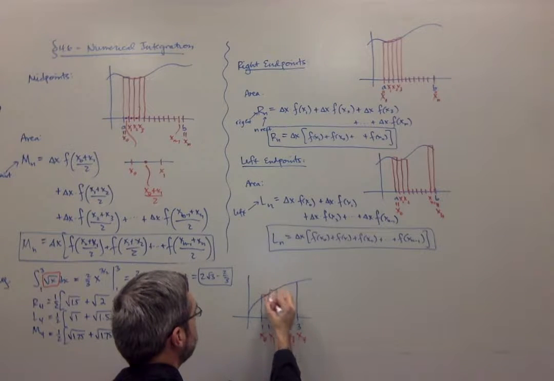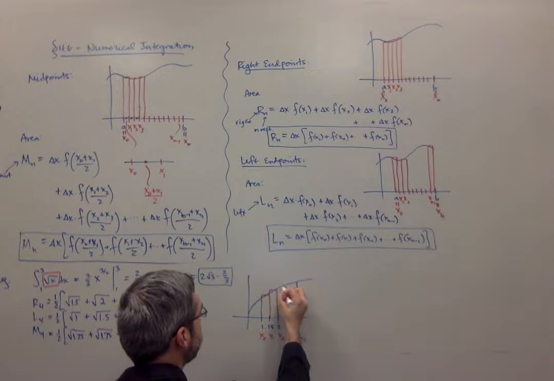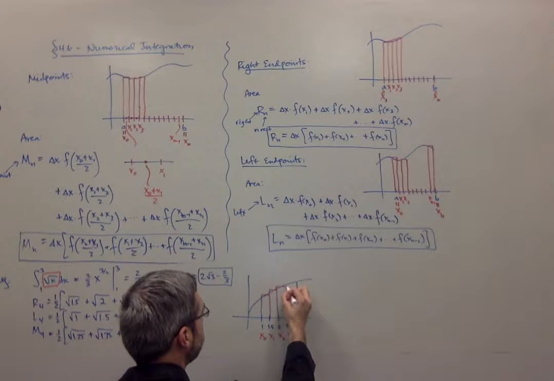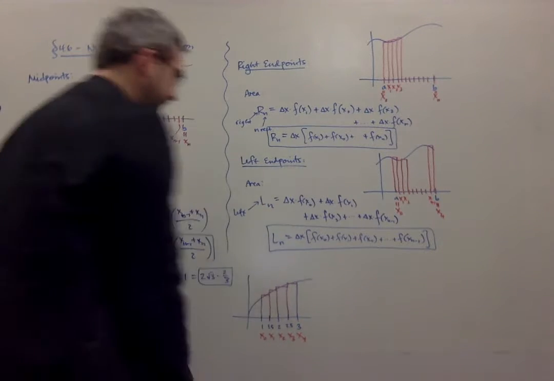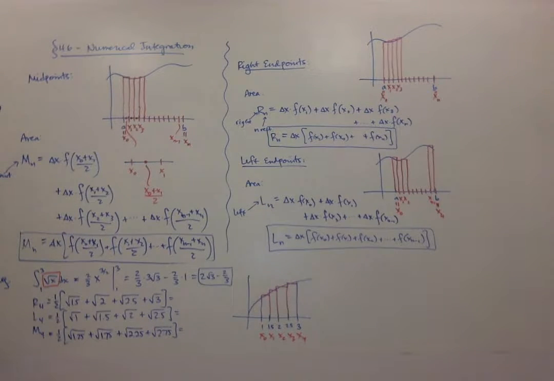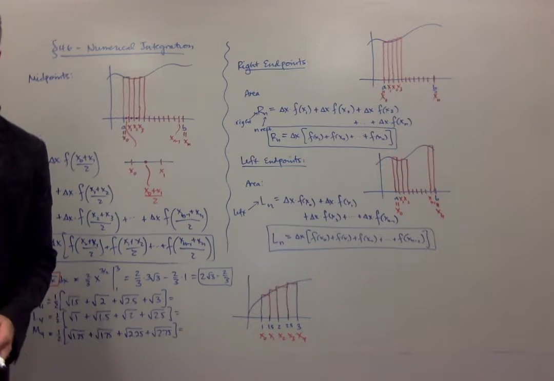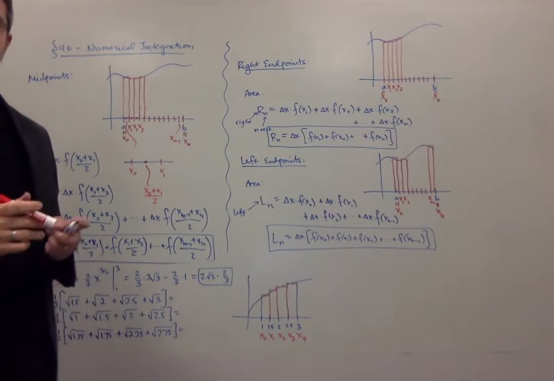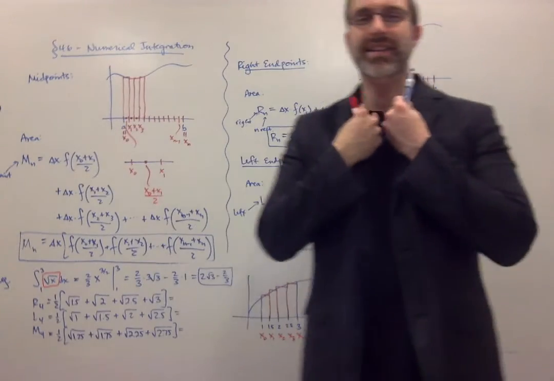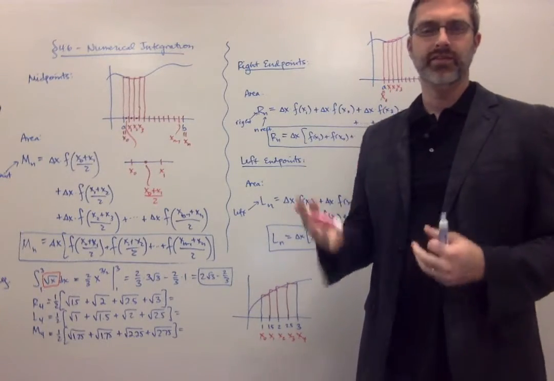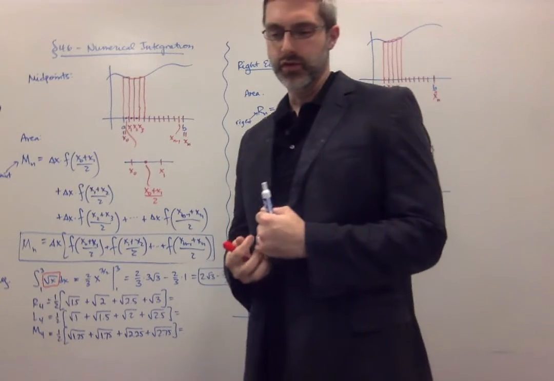I end up getting something that has both a little bit of extra area and a little bit too little area. And those end up canceling each other out. Now, it's not exact, but it's a whole lot better than R4 or L4, and we'll see what I mean by a whole lot better in a little while. Okay? So that's how we do this with rectangles for right endpoints, left endpoints, and midpoints. That's not anything new. That's something that we've kind of seen before. Okay?